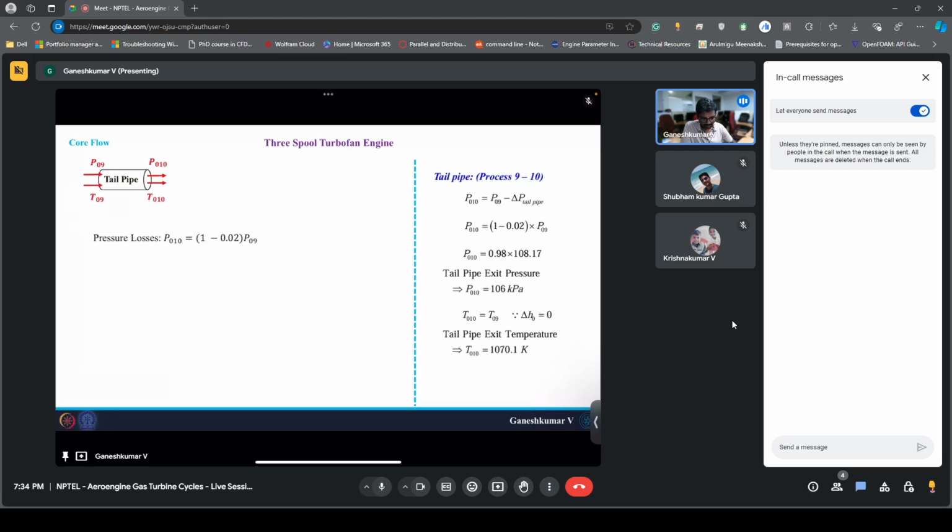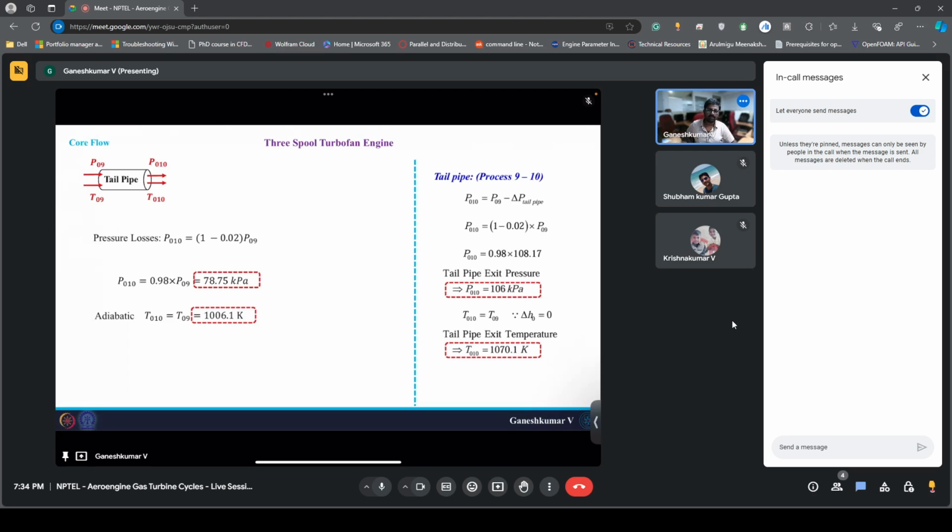And then you have the tailpipe where there is a 2% pressure loss, which is also worsening the situation. From 106 kilopascal at the exit of the tailpipe, you have only 78.75 kilopascal. However, the temperature at the exit will not be different because it's an adiabatic process. Let's go forward.